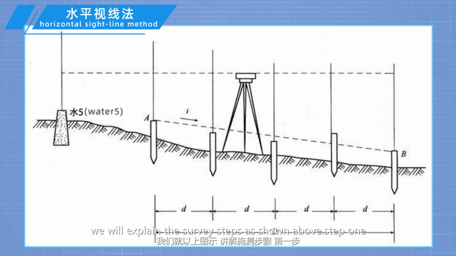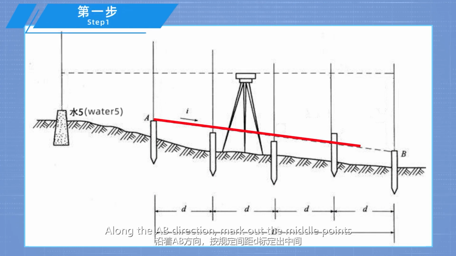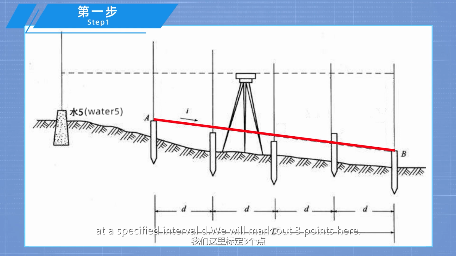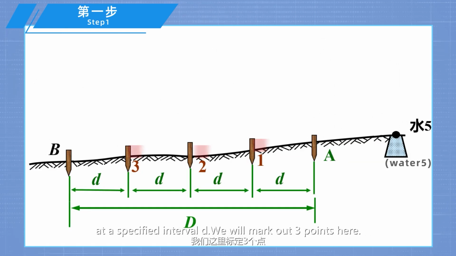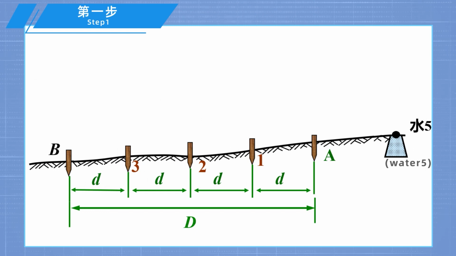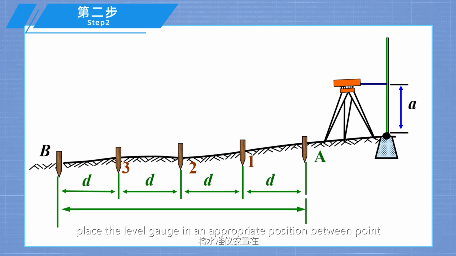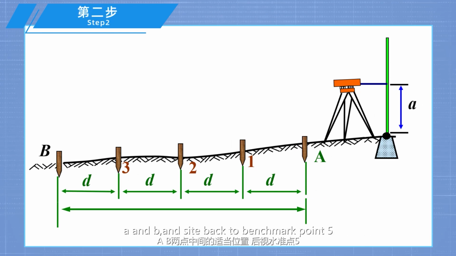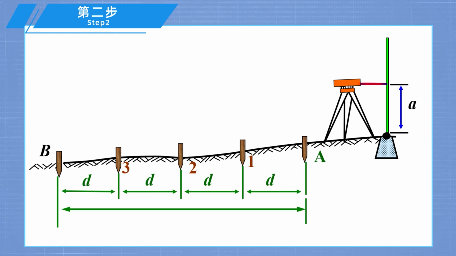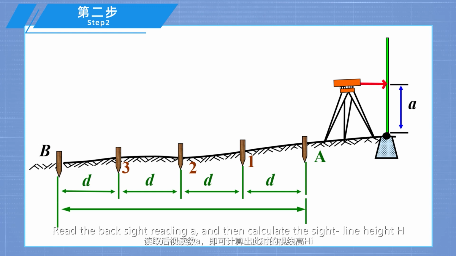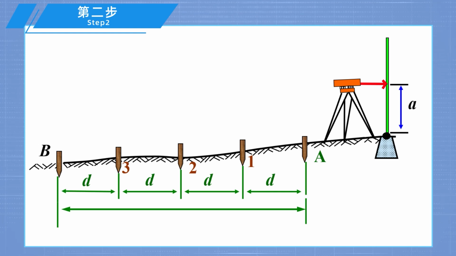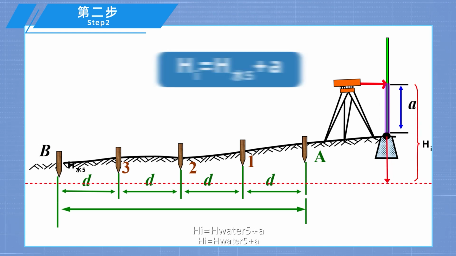Next, we will explain the survey steps as shown above. Step 1. Along the AB direction, mark out the middle points 1, 2, 3, n at a specified interval d. We will mark out 3 points here. Step 2. Place the level gauge in an appropriate position between point A and B, and sight back to benchmark point 5. Read the back sight reading A, and then calculate the sight line height h. High equals water 5 plus A.